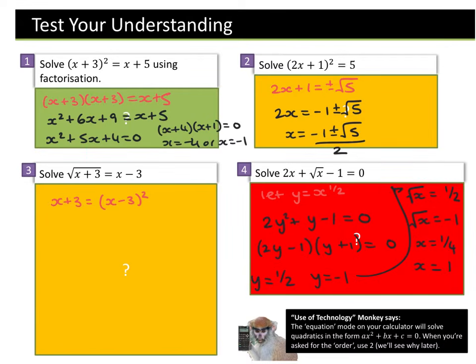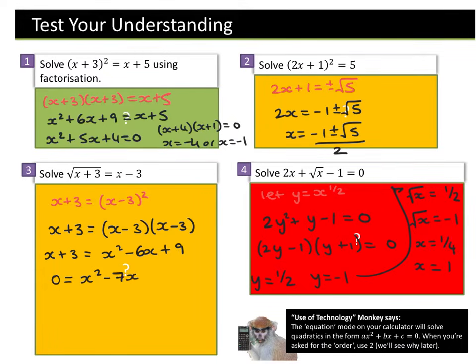For question 3, I'm going to get x plus 3 equals x minus 3 squared, which is x minus 3 times x minus 3. So I'm going to get x squared minus 6x plus 9. I'm going to minus x and 3 from both sides. So x squared minus 7x plus 6. Factorise. x minus 6, x minus 1 equals 0. x equals 6 or x equals 1.